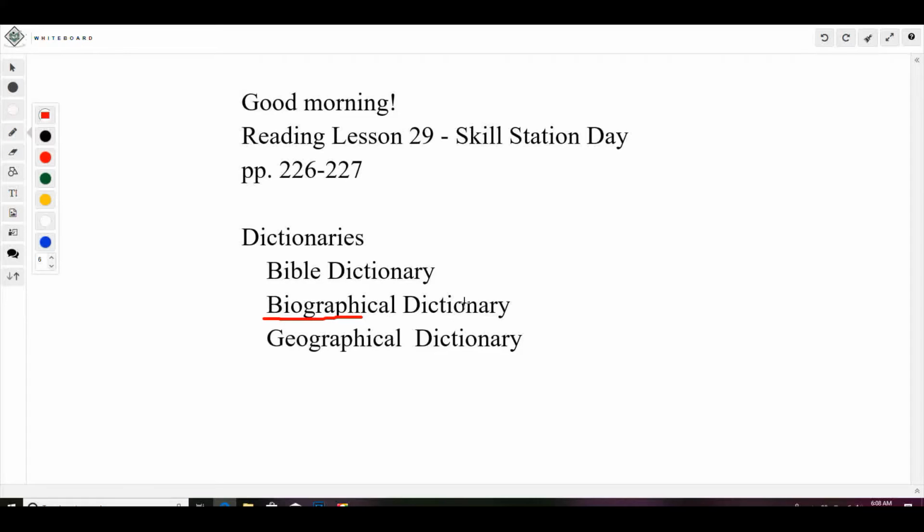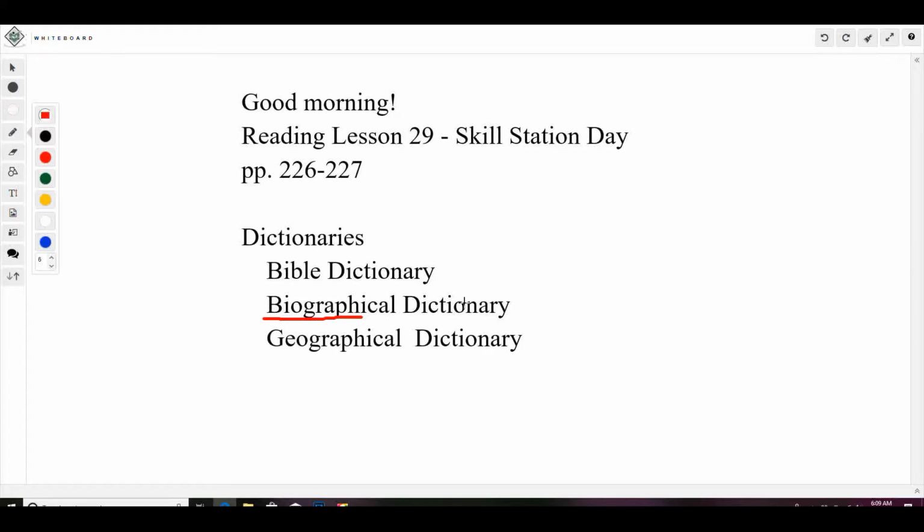So let's look at Lincoln. You see where it shows you that in bold letters? That's the entry word. Right beside there is the pronunciation. Shows you how to pronounce the word. And then it gives his first name, Abraham. And then it gives the years of when he was alive.